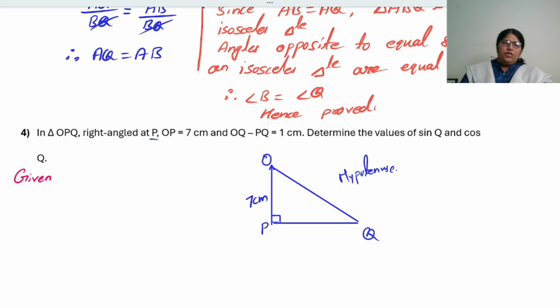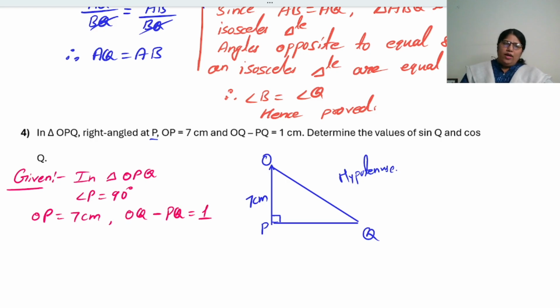So first let us start with the given: in triangle OPQ, angle P is 90 degrees, OP is 7 centimeter, and OQ minus PQ is 1, which can be rearranged as OQ equals 1 plus PQ. If I take PQ as x, then OQ is going to be 1 plus x. So it's going to be easy for you to solve the question.